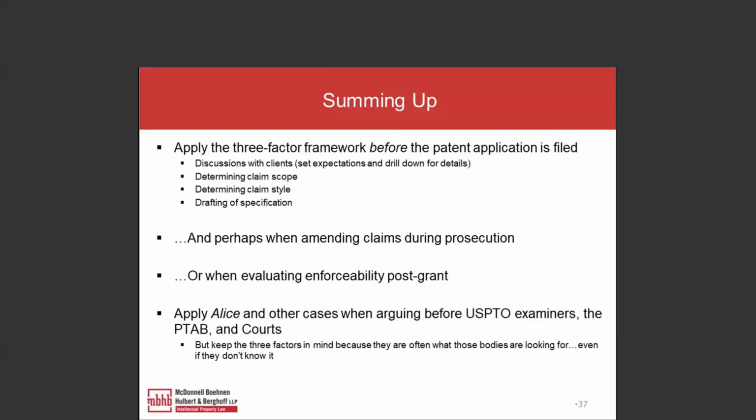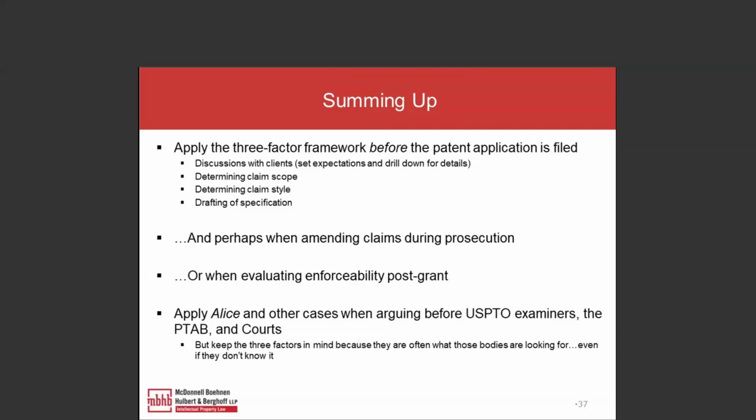Okay, so how do you apply the three-factor framework? The last thing I want you doing is calling up a patent examiner or getting in front of the PTAB, or even worse, getting in front of a district court judge and saying, hey, let's not apply the two-part Alice test, let's apply the three factors. And that person is going to say, why? And you're going to say, well, some guy in a webinar told me to do it. No, please don't do that.